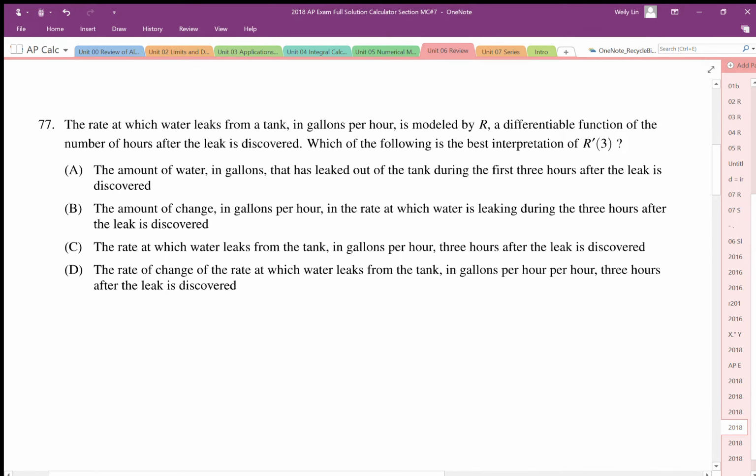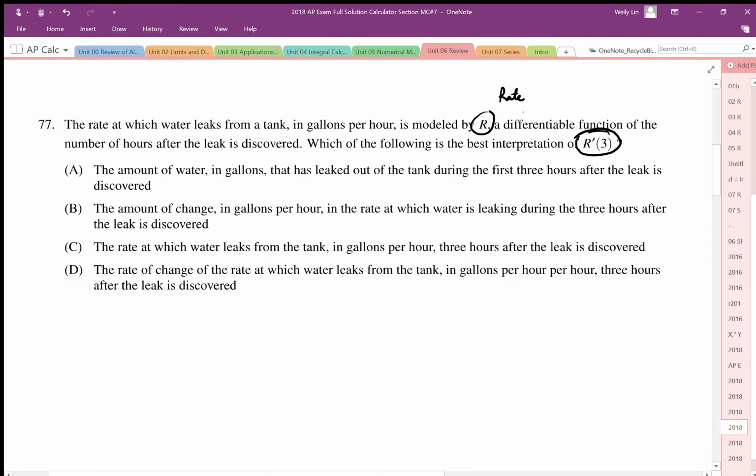Question number 77 is a rate problem again. It says the rate at which the water leaks from a tank is modeled by the function R. Okay, so R is the derivative function. This is a rate. And it's the differentiable function of the number of hours after the leak is discovered. So which of the following is the best interpretation of R prime at 3?